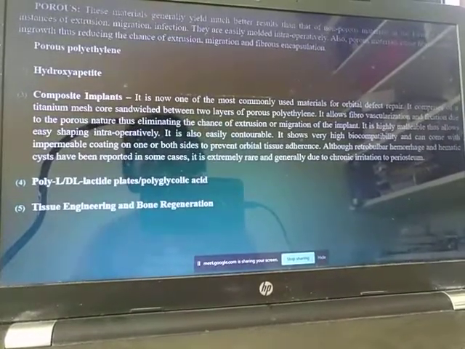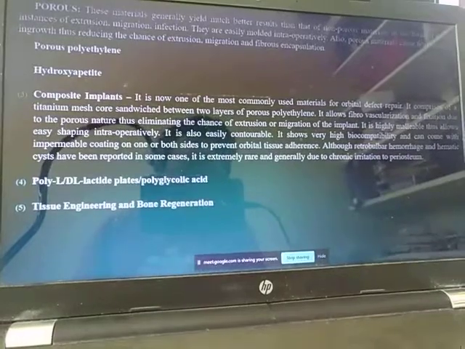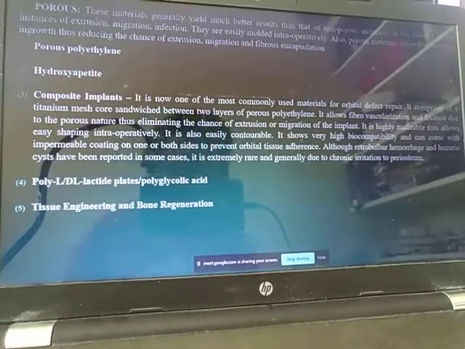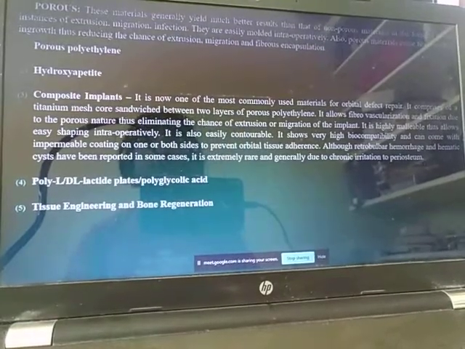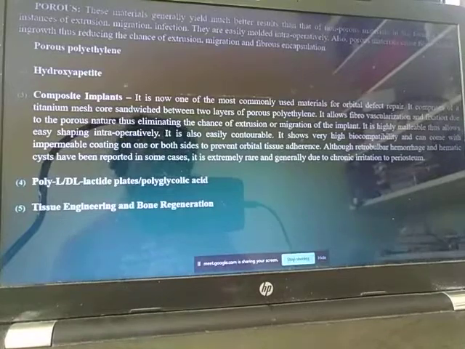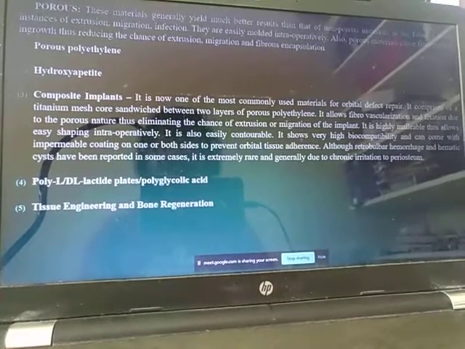Also, its rate of absorption is very unpredictable, so it might resorb very slowly in some patients and very fast in some patients, so the results vary from patient to patient, so it is also not a very viable material.